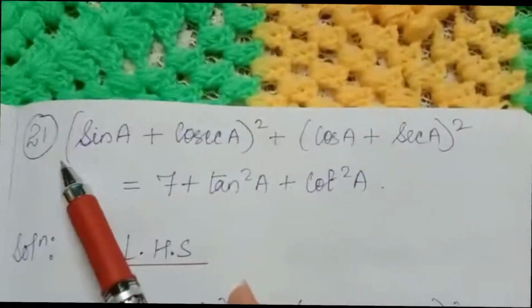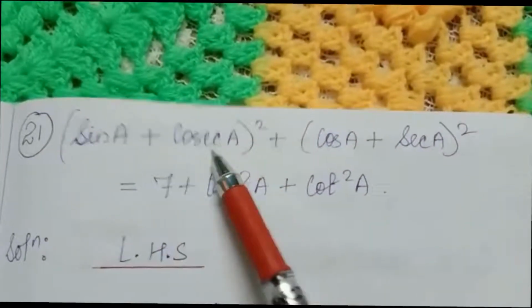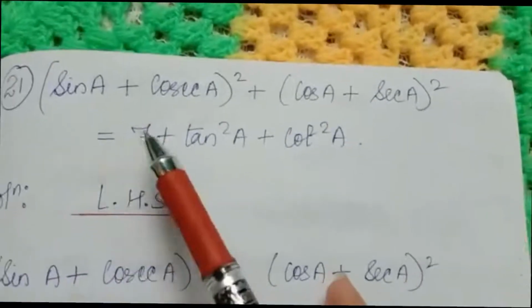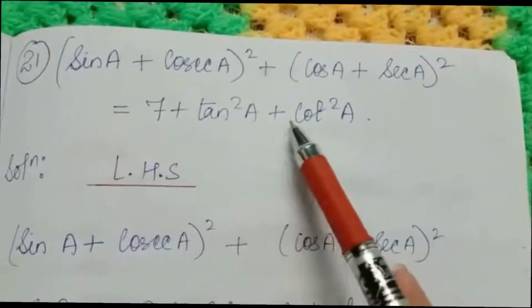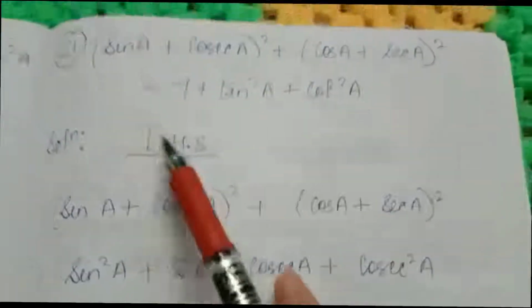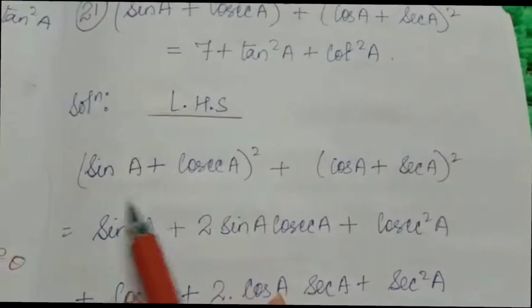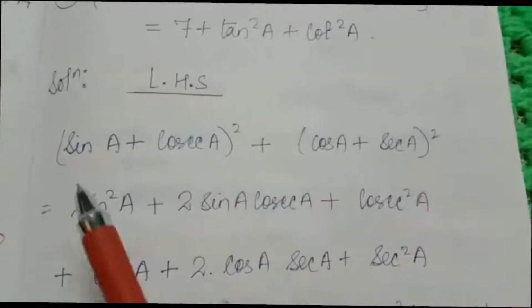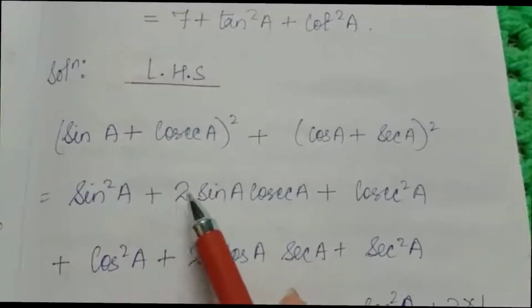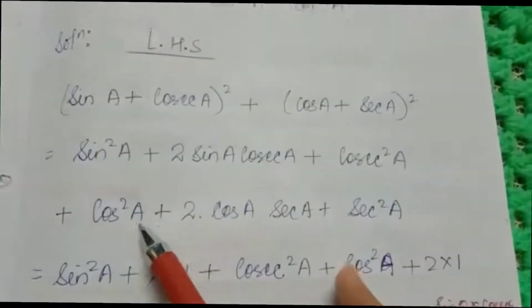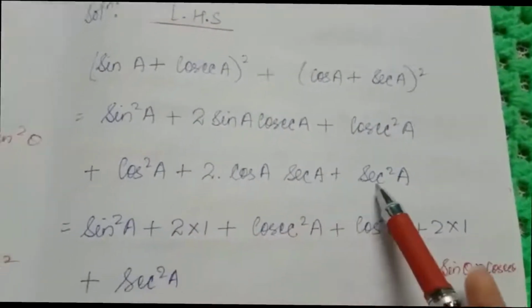Now question number 21. Sin A plus cosec A whole square plus cos A plus sec A whole square is equal to 7 plus tan square A plus cot square A. Left hand side, first copy left hand side. Now it is in the form of a plus b whole square, and the formula is a square plus 2ab plus b square. Again a square plus 2ab plus b square.